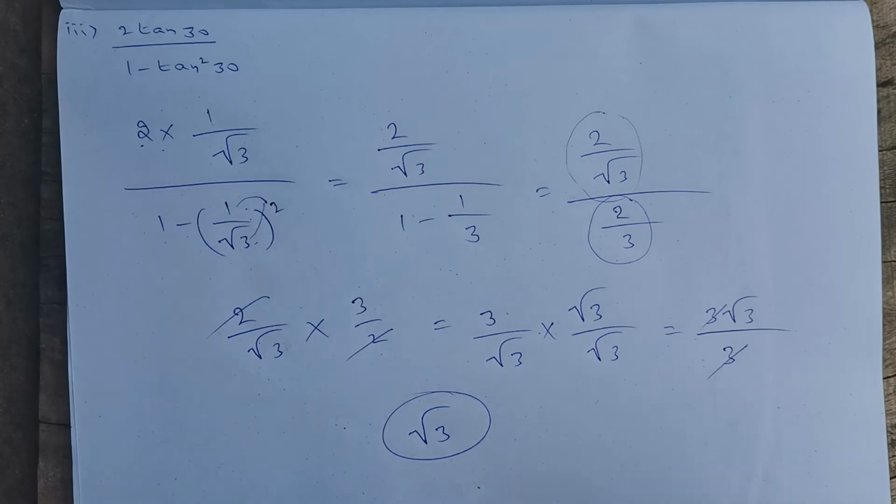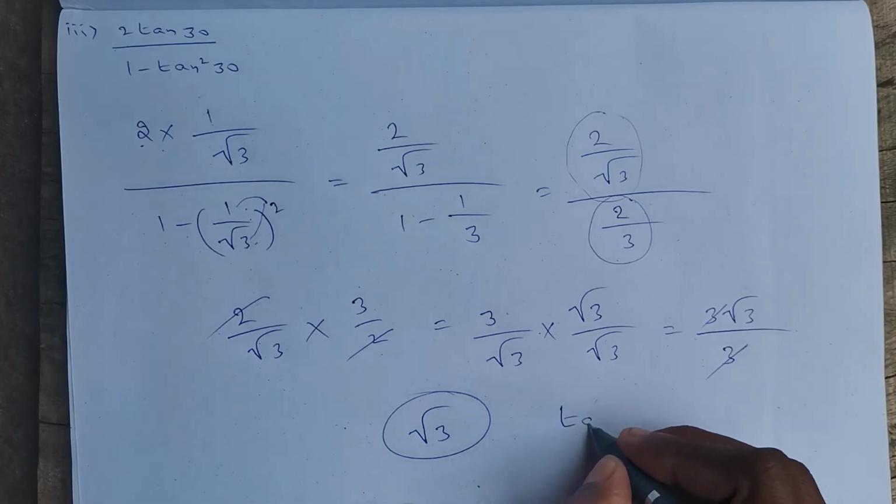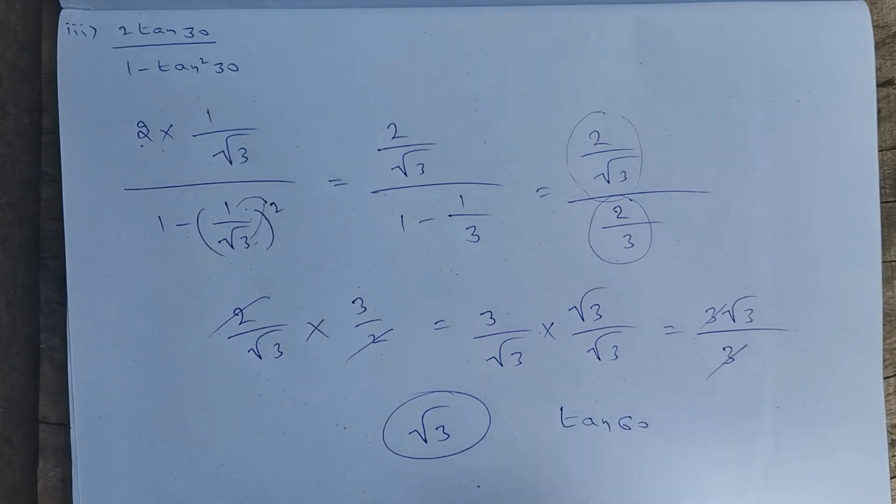Then root 3 is the value of which trigonometric ratio? It is tan 60 or else cot 30. Out of these two, which one is available in the options? That will be the correct option.